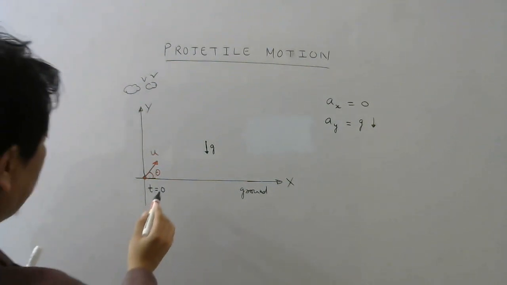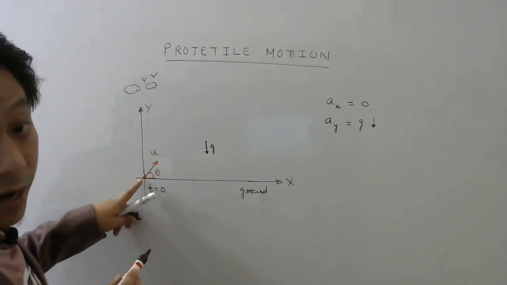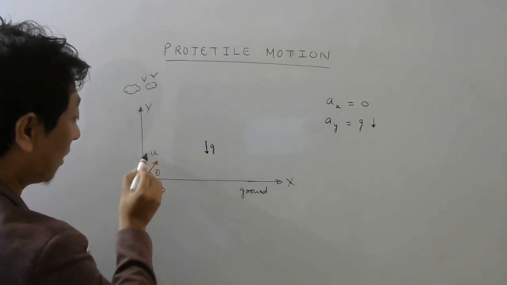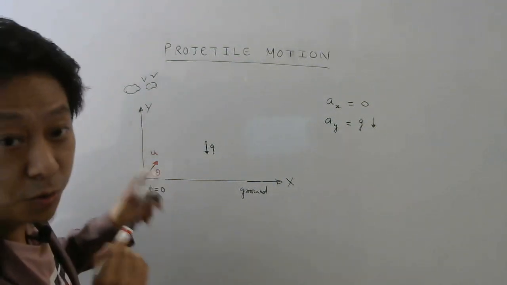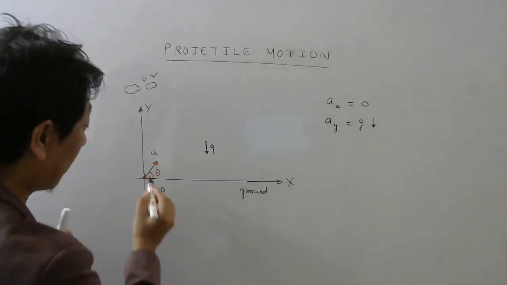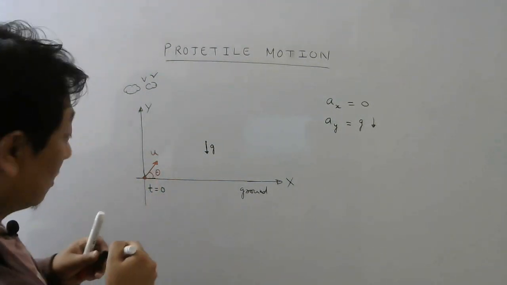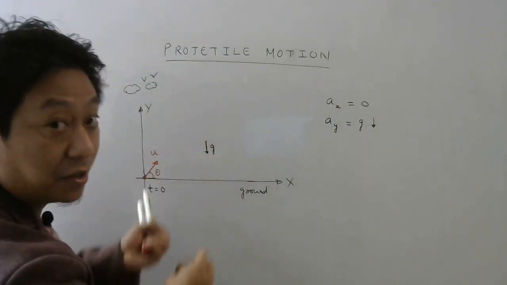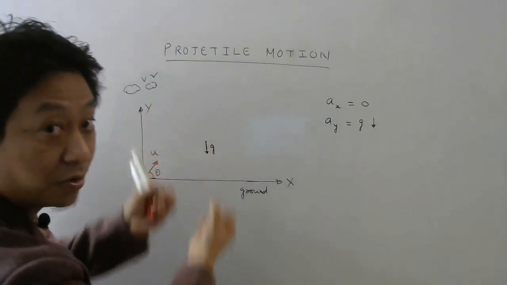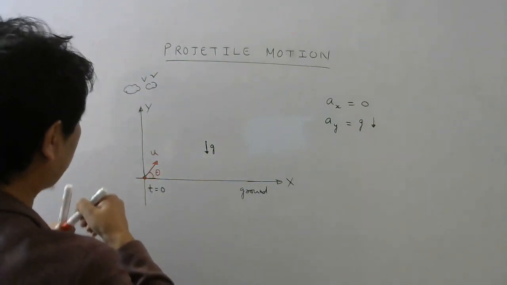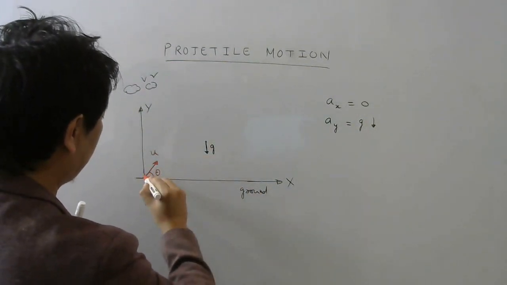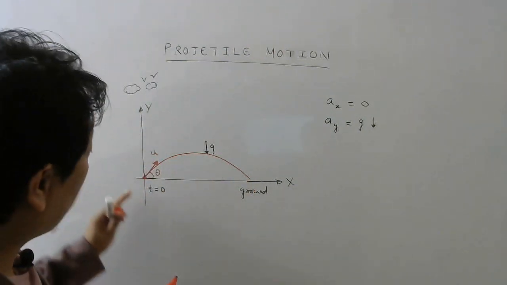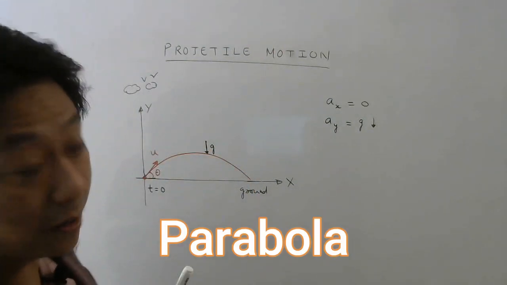Now, at time 0, a particle is at origin and it is given an initial velocity of magnitude u. So, u represents the initial velocity at what angle? Theta. Now, will the particle go straight? Obviously no, because there is acceleration due to gravity. There is a force. So, therefore, the path of the particle will change and it will follow a path something like this. So this path is what we call parabola.